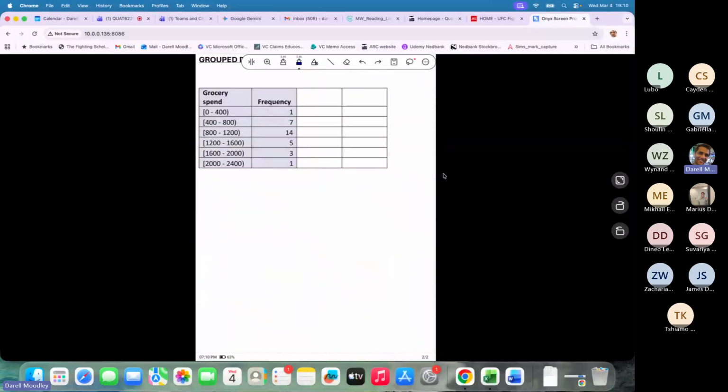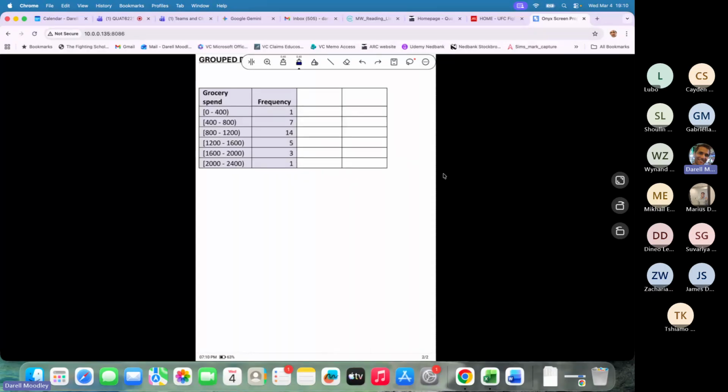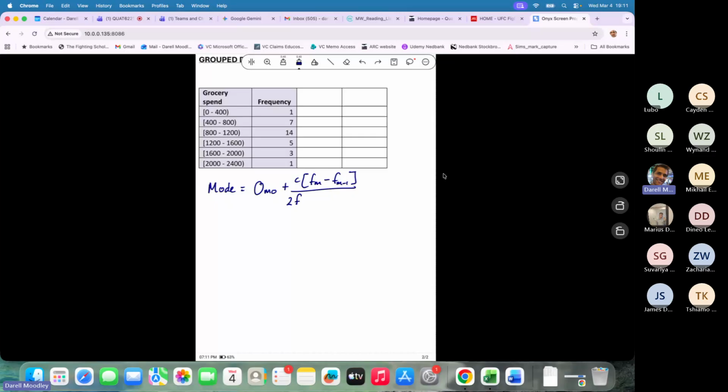All right. So for the mode, there's also a formula, and I'll tell you what page it is in your textbook as well. So the mode is given by the formula L_mo plus C into (FM minus F minus 1) all over (2 FM minus F minus 1 minus FM plus 1).